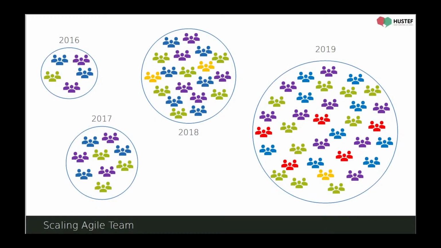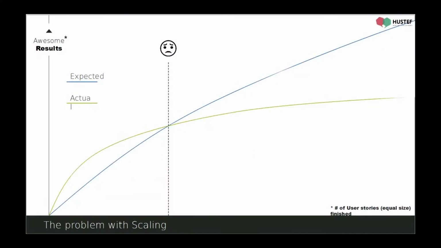Going forward, I quickly want to talk about the problem of scaling itself, the problem we had in our company. We were scaling agile teams. From 2016 to 2019, we scaled from around 5 to around 30 agile teams. That comes with challenges, as you might expect. So what did we expect? In the beginning, we started scaling those teams, and we expected a small decline in results. The outcome looked more like this.